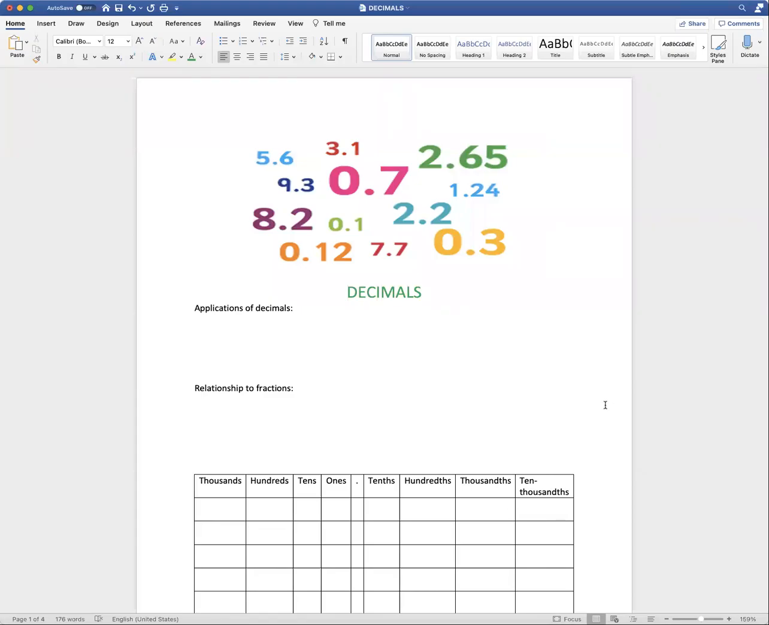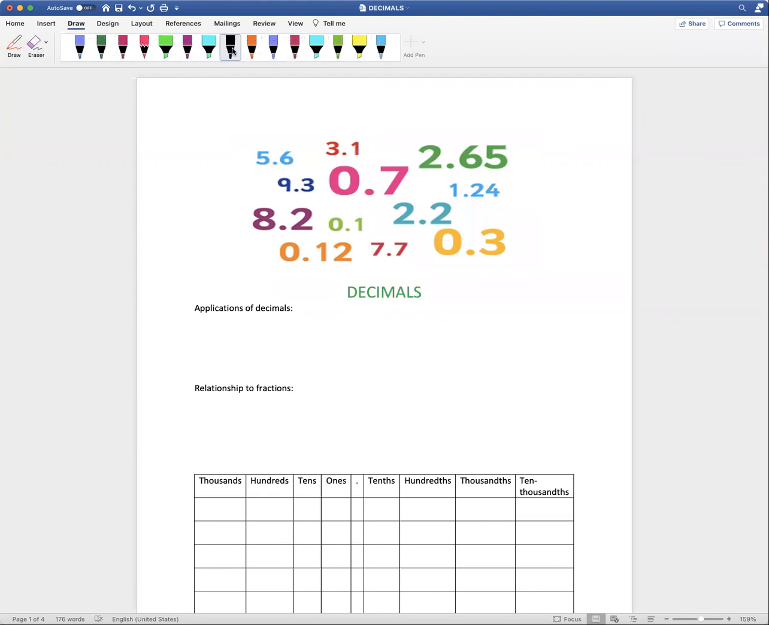Hello and welcome to decimals. Today we are going to spend time talking about decimals. We're going to look at applications of decimals, relationships to fractions, how we can talk about decimals, how we name decimals, and the expanded form of decimals as well.